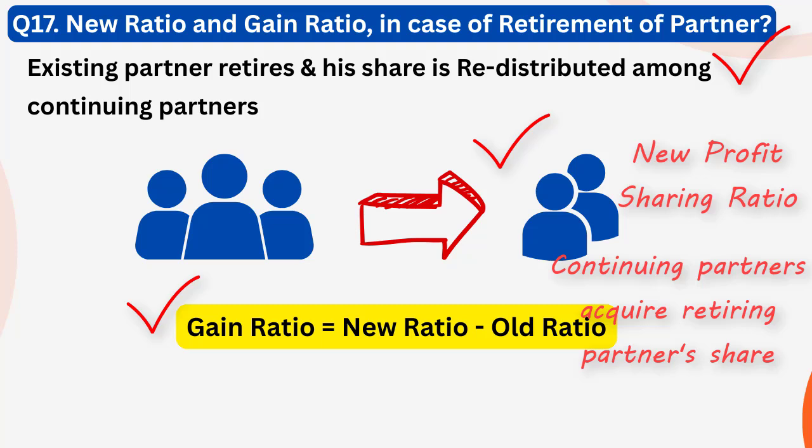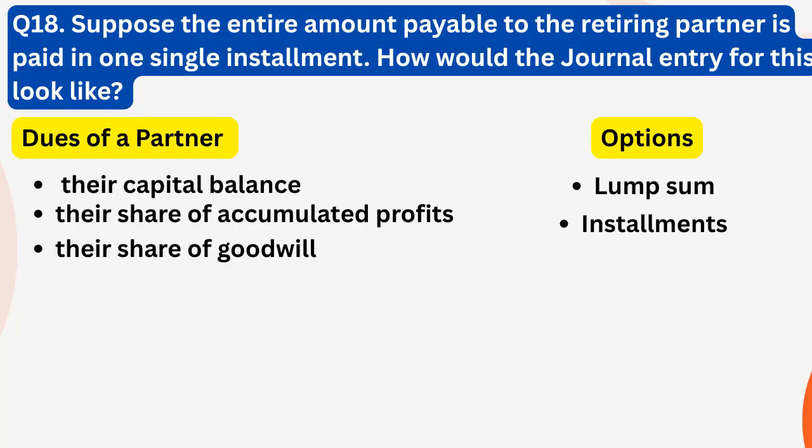How do you calculate it? So gain ratio is equal to new ratio minus old ratio. Simple, isn't it? Okay, now let's see some practical questions that are interviewers' absolute favorites from this topic of partnership. Our question number 18 is the first question in this sequence. The question is, suppose the entire amount payable to a retiring partner is paid in one single installment. How would the journal entry for this look like?